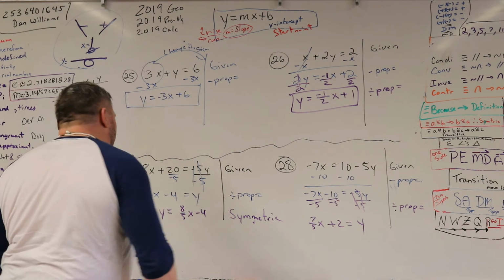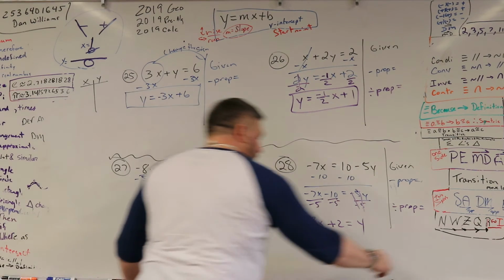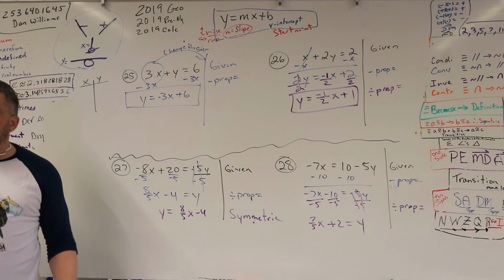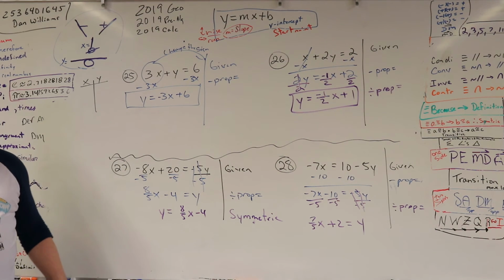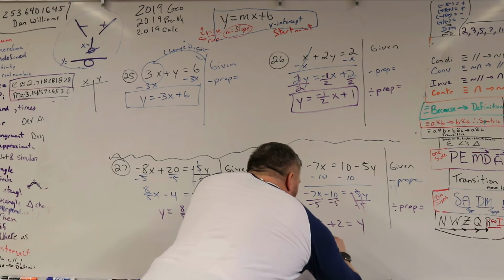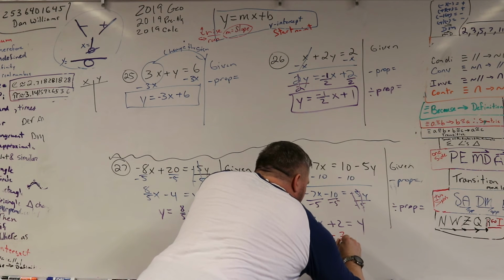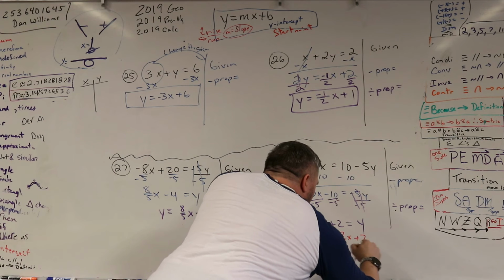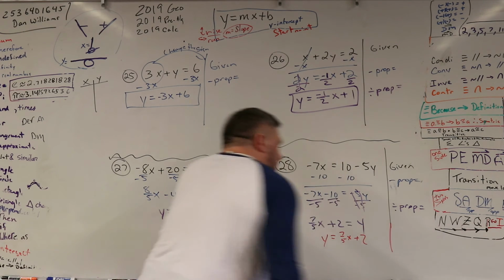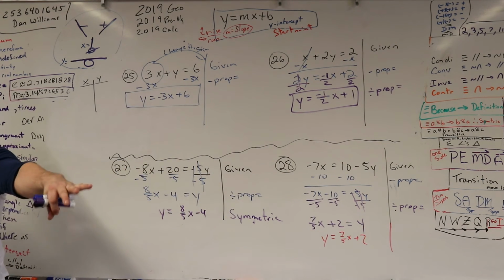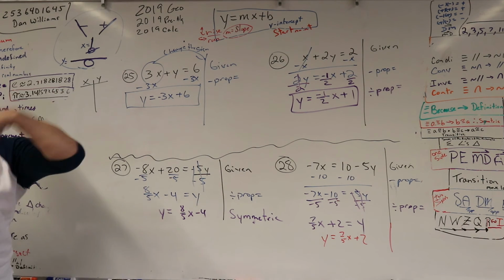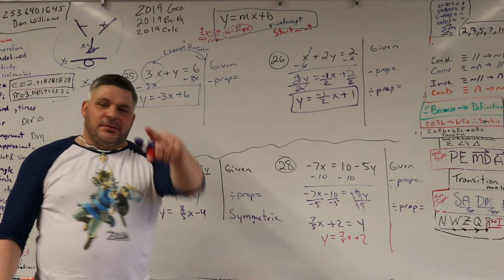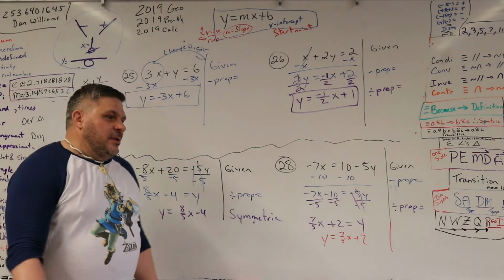And what do I do now? I need to make it y equals, right? So if I go y equals 7/5 x plus 2, right? Then what property is that? Ezra, what property is that? Addition property of equality. Which one? Addition property of equality. No, subtraction property.